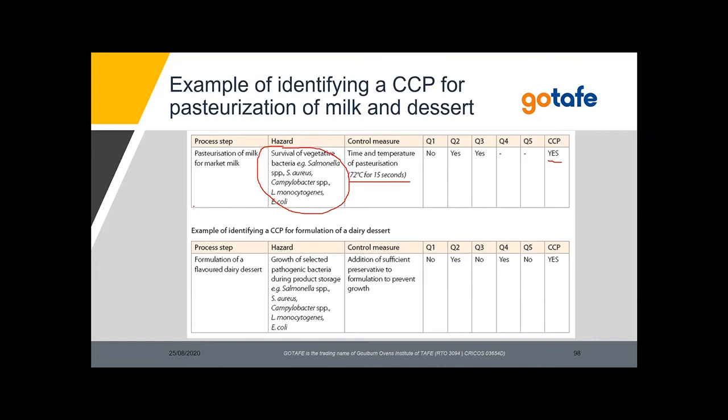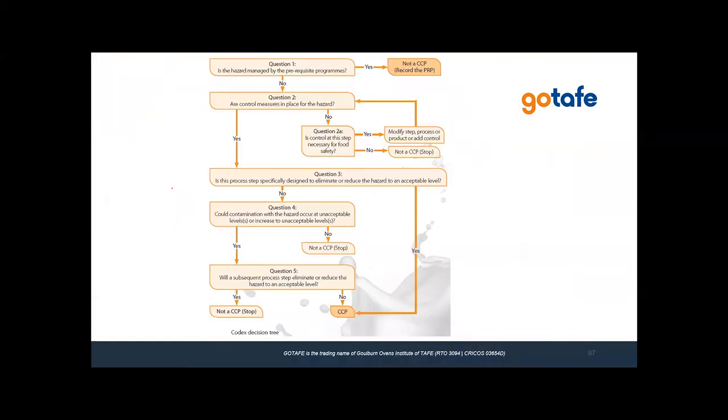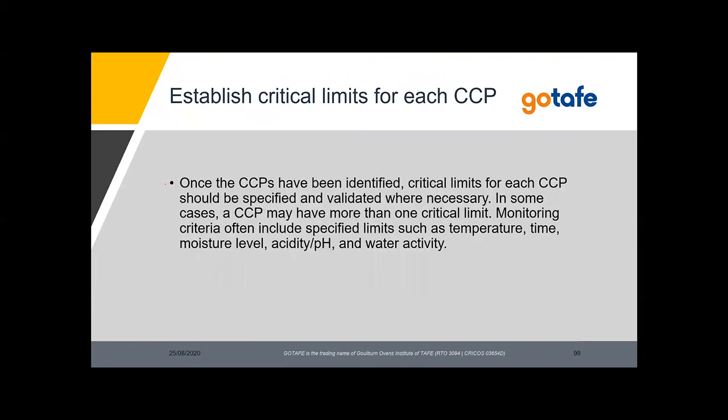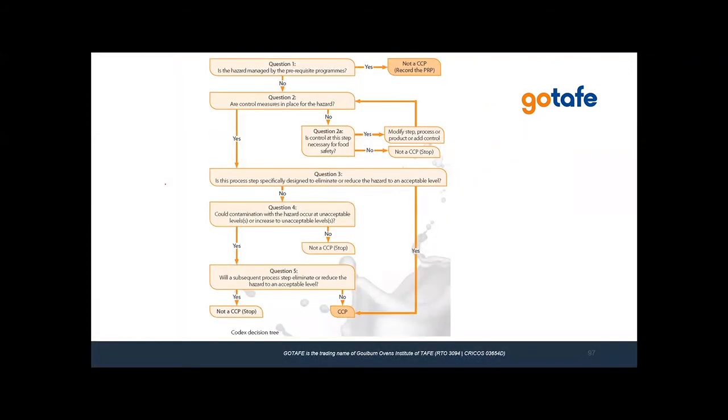And then the next one, what is the next one? The next one is, are control measures in place for this hazard? So the answer is yes, because you have decided to add some preservatives to stop the growth of the microorganisms. And then you go to question 3. Question 3, is this process specifically designed to eliminate or reduce the hazard to an acceptable level? Okay, so this might be no.